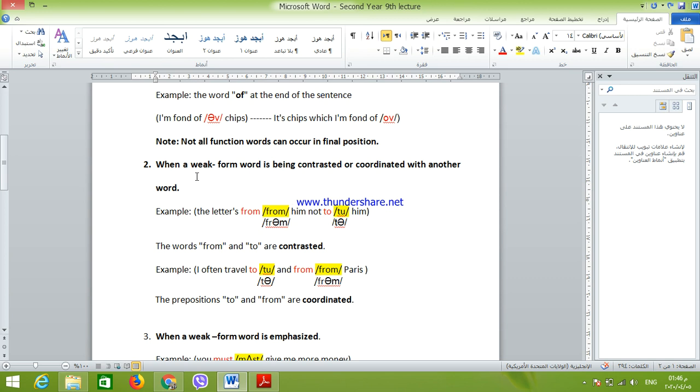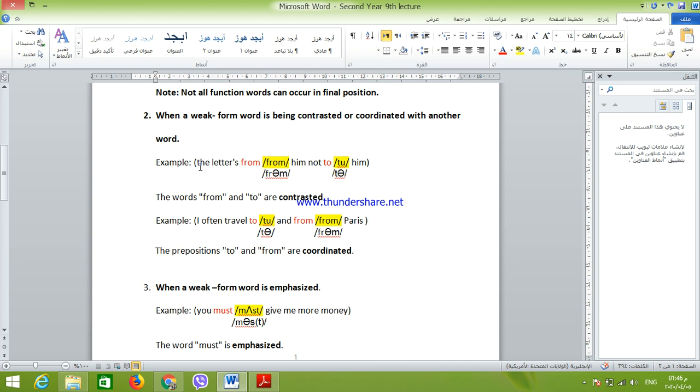Anyway, the second one: when a weak form word is being contrasted or coordinated with another word. Example, the letters from him, not to him. The two prepositions from and to are contrasted in this example. So they are pronounced in their strong form. This is their weak forms, from and to. However, in this sentence, because they are contrasted, they keep their strong form. This is the correct way to pronounce them.